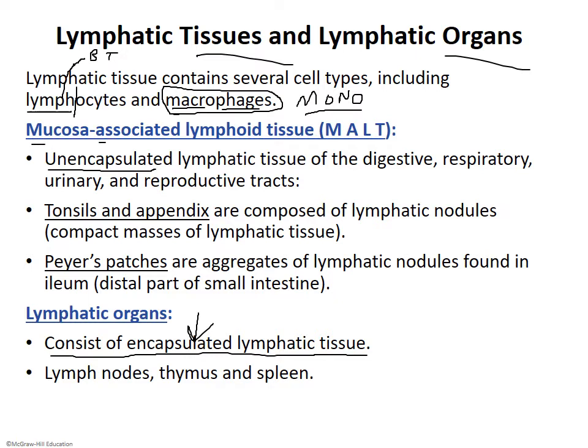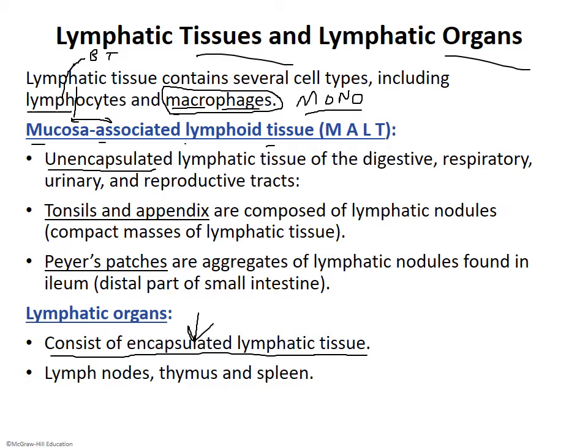Now this lymphatic tissue up here, we call it MALT, M-A-L-T, mucus-associated lymphoid tissue. It is unencapsulated, and as it says, it's going to be associated with areas that produce mucus. And this is the respiratory tract, the digestive tract, and urinary and reproductive tracts.